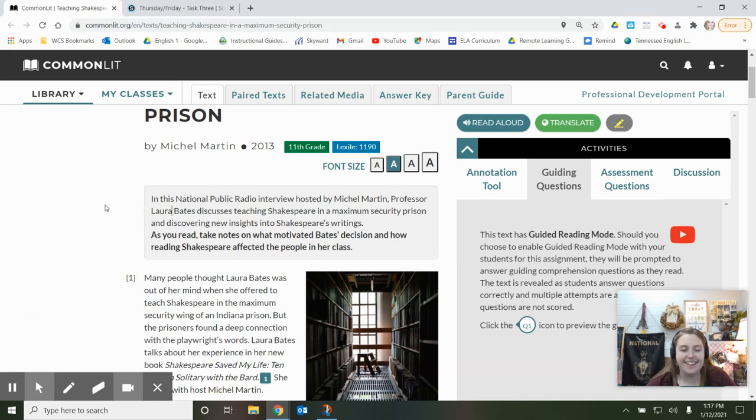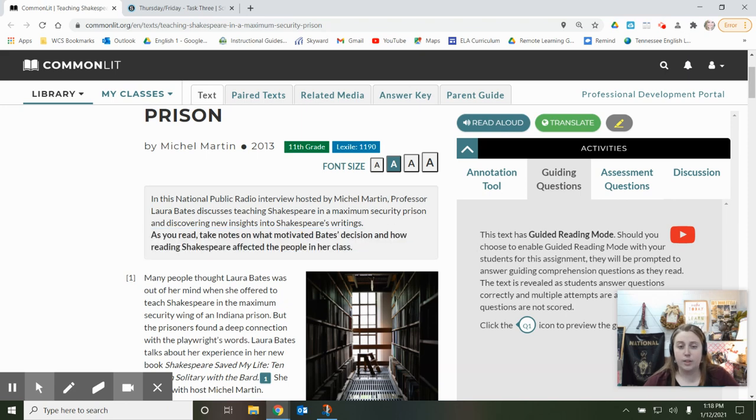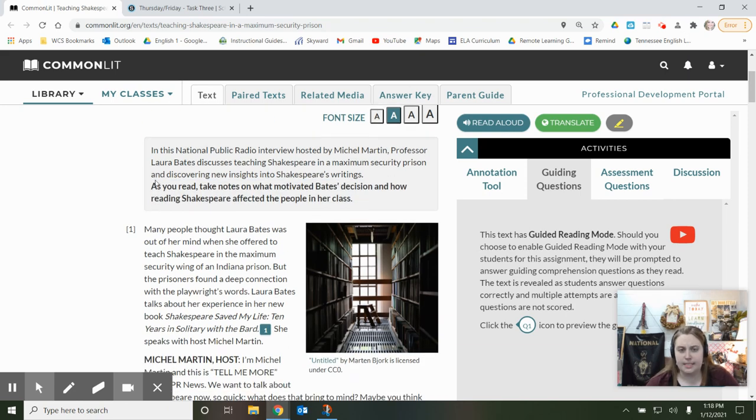Okay, never mind. It says, in the National Public Radio interview hosted by Michel Martin, Professor Laura Bates discusses teaching Shakespeare in a maximum security prison and discovering new insights into Shakespeare's writing. So this is your task before you answer any questions. As you read, take notes on what motivated Bates' decision and how reading Shakespeare affected the people in her class. This is what I want you to be looking for as you are reading. Yours is going to look a little bit different, obviously, because you have a student version.